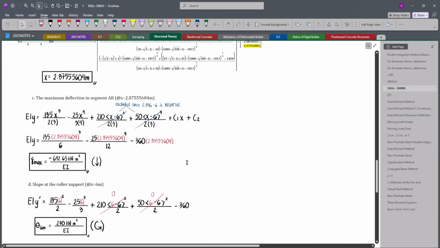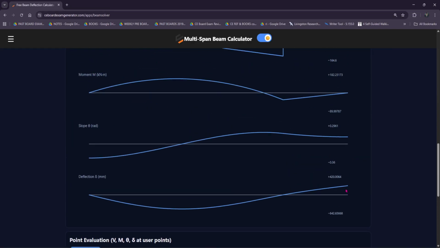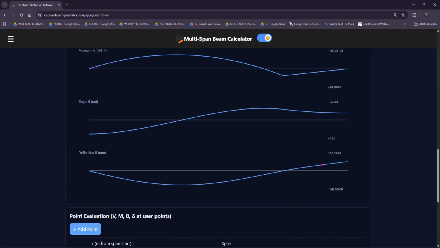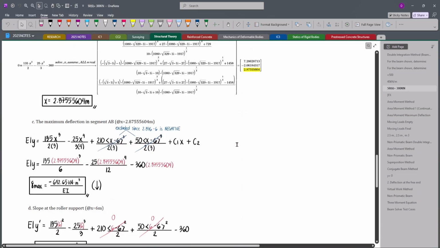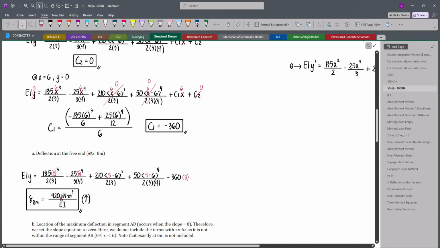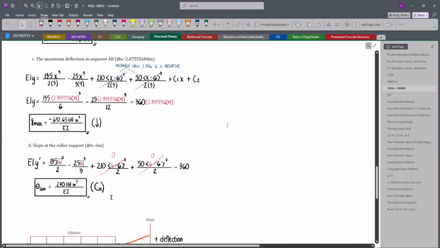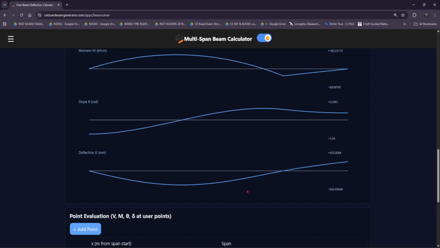2.876. So this locates the maximum deflection, and then at this particular point, you can see the ordinate from the overhang. So the deflection at the overhang is 420 kNm cubed over EI in terms of EI. So we can also see that value. And then the slope at 6 meters is 270.